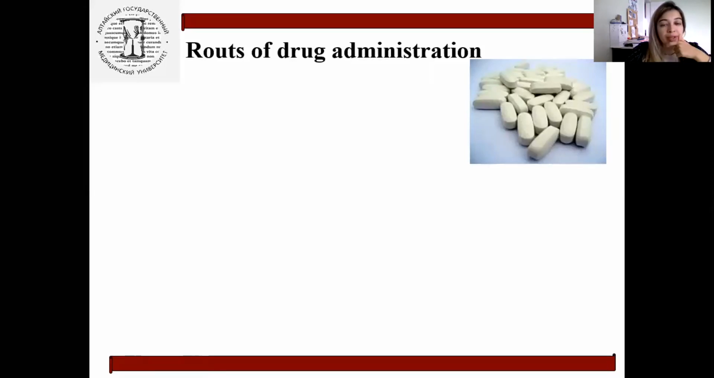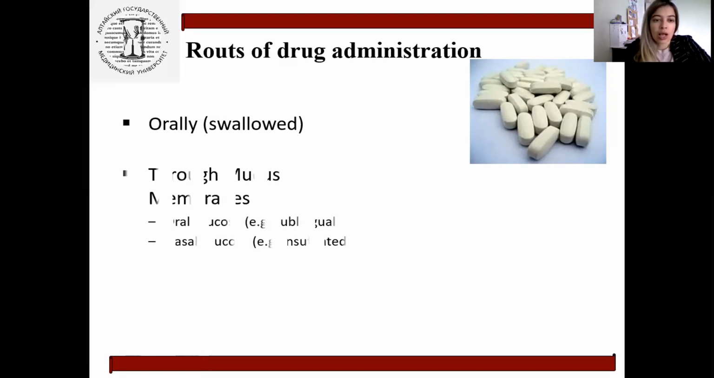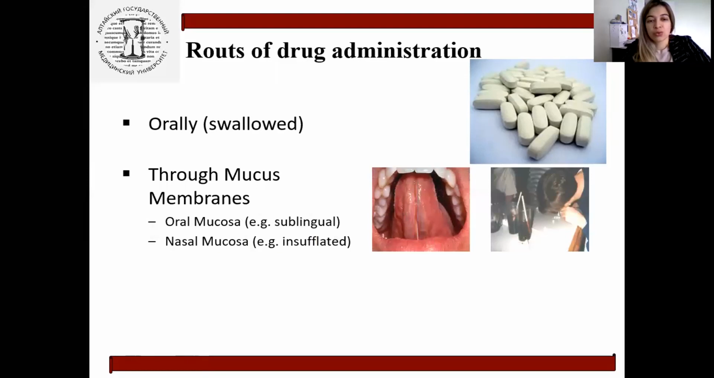Okay, and about pharmacokinetics, what can affect the life cycle of the drug? First is the route of drug administration. The most popular is oral, which can be swallowed: tablets, capsules, different solutions which we swallow. Then it can also be through mucous membranes, through the oral mucosa, sublingual tablets, yes, you know, and maybe the nasal mucosa, when the drug is inhaled through the nose. And here you can see cocaine. Some young people use this cocaine by nasal mucosa administration.